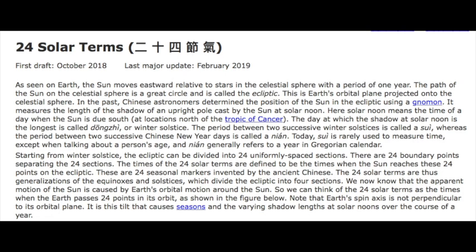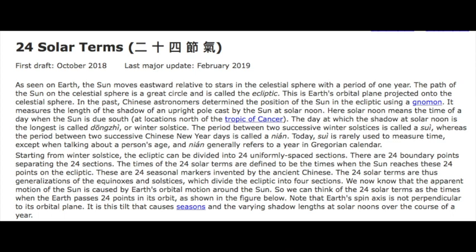24 solar terms. As seen on Earth, the Sun moves eastward relative to stars in the celestial sphere with a period of 1 year. The path of the Sun on the celestial sphere is a great circle and is called the ecliptic. This is Earth's orbital plane projected onto the celestial sphere.